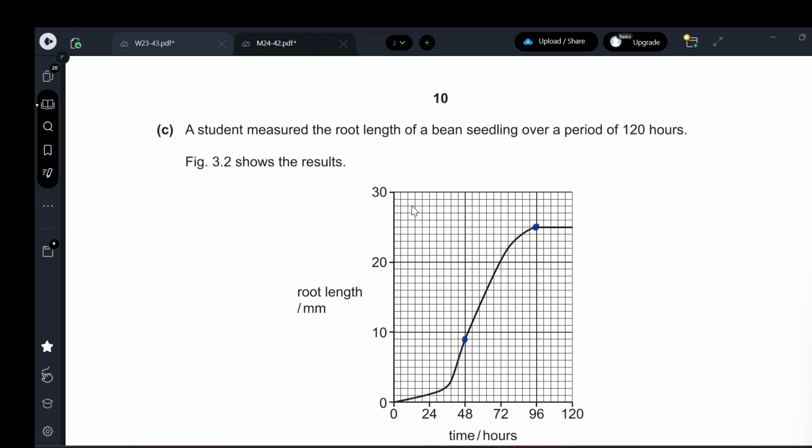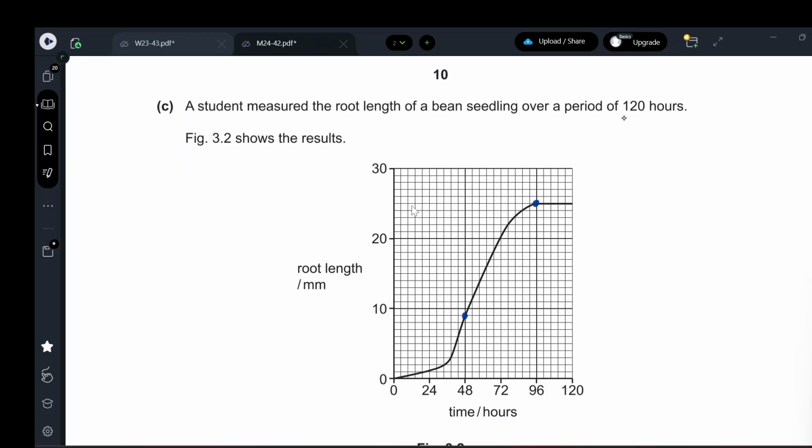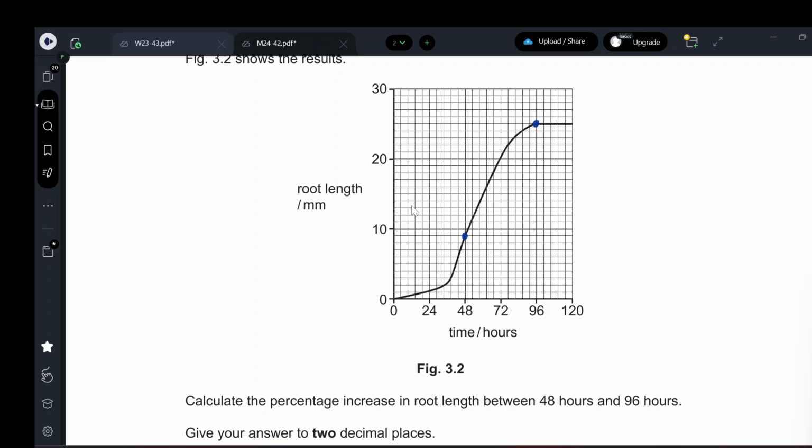A student measured the root length of bean seedlings over a period of 120 hours. Calculate the percentage increase. What do I mean by percentage increase? I mean that the number was small and it changed to a big number. I want to know how much did it increase. So what is my rule? Final, which is the big number, minus original, which is the small number, over original times 100.